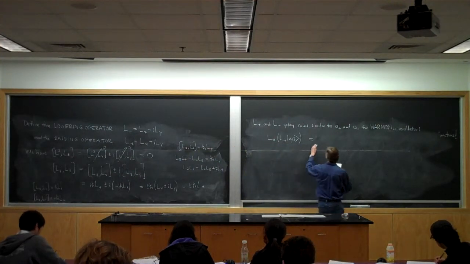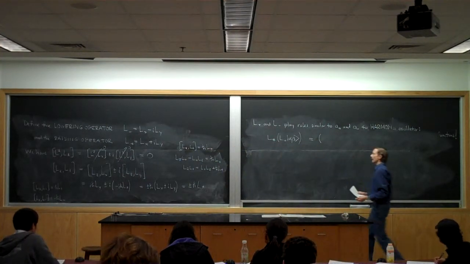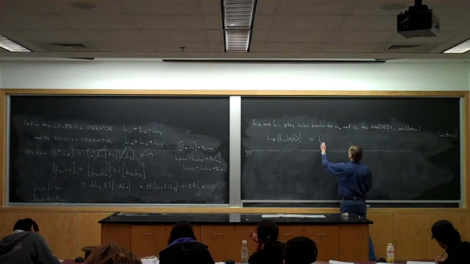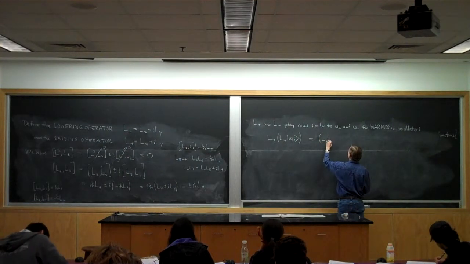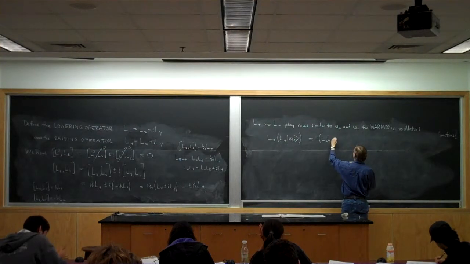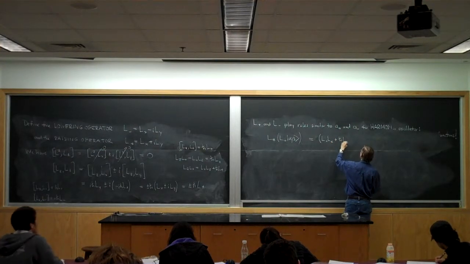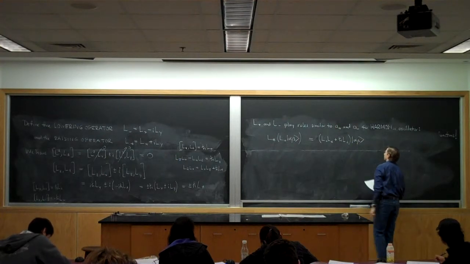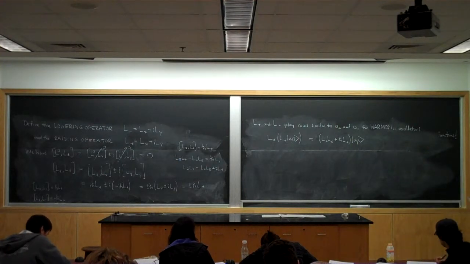So let's write that. So Lz on L plus alpha beta is the operator L plus Lz plus h bar L plus applied to eigenket alpha beta.